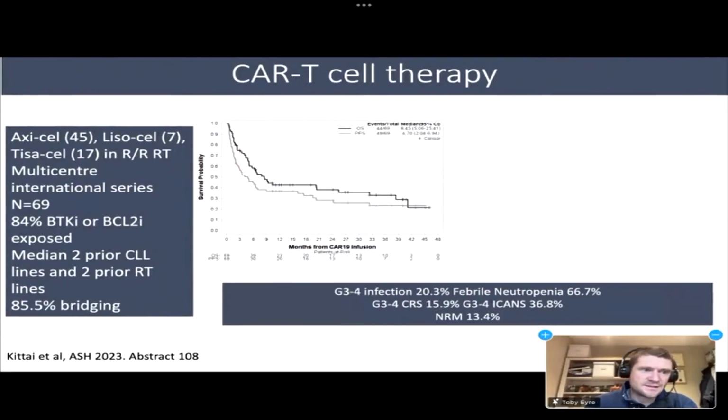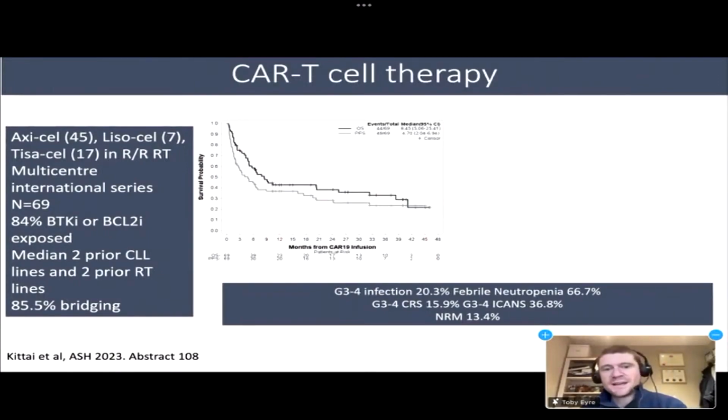His data on 69 patients, they were heavily pre-treated. Nearly all had received a prior BTK inhibitor or BCL2 inhibitor, and a median of 4 prior lines overall, 2 for the CLL and 2 for the Richter's. Most patients required bridging. So these were a high-risk group of patients.